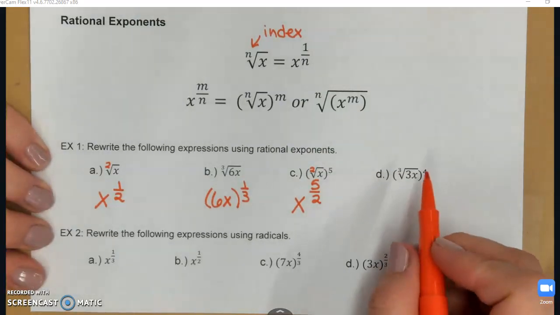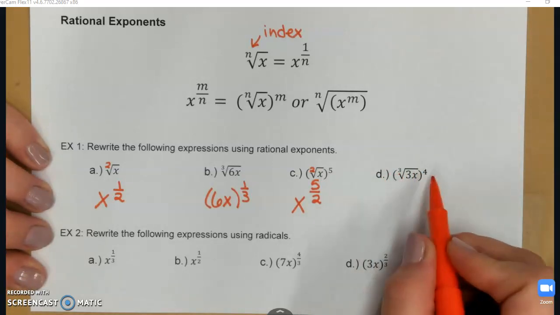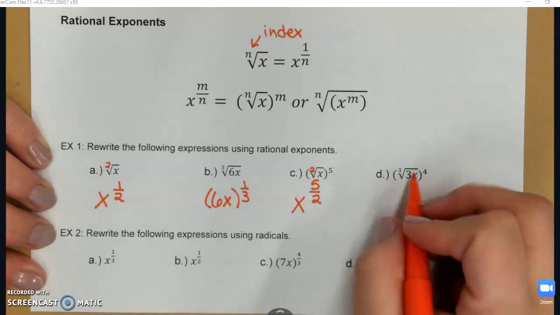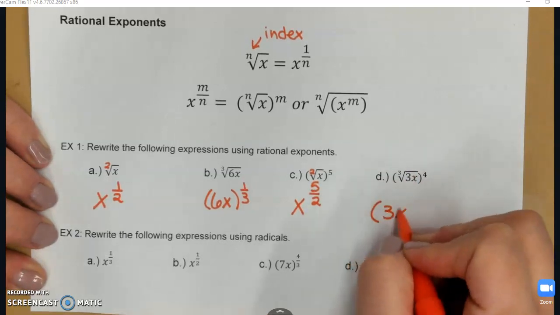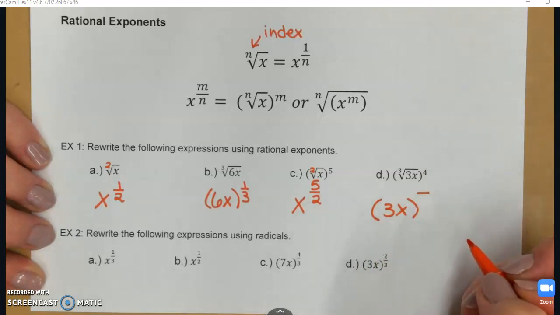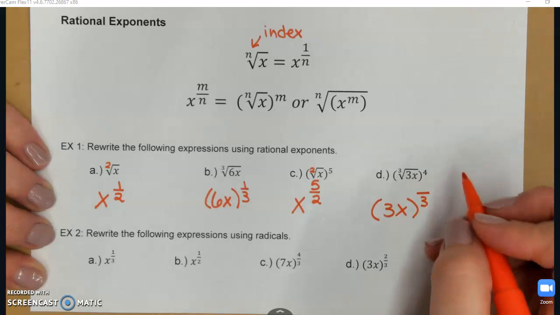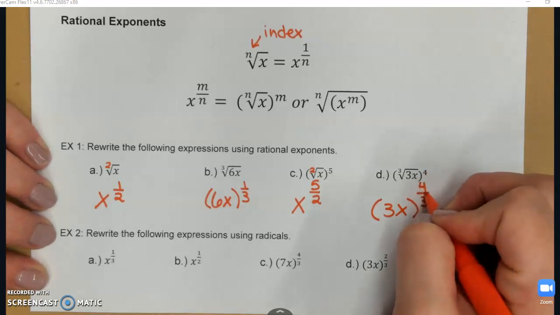Okay, let's look again at d. So again, similarly, I have an index on my radical of 3, and it's being raised to the 4th power. 3x, both parts were in my radical, so I need it in parentheses. And my rational exponent, my denominator, is going to be 3 because that's the index of my radical, and my numerator is going to be 4.